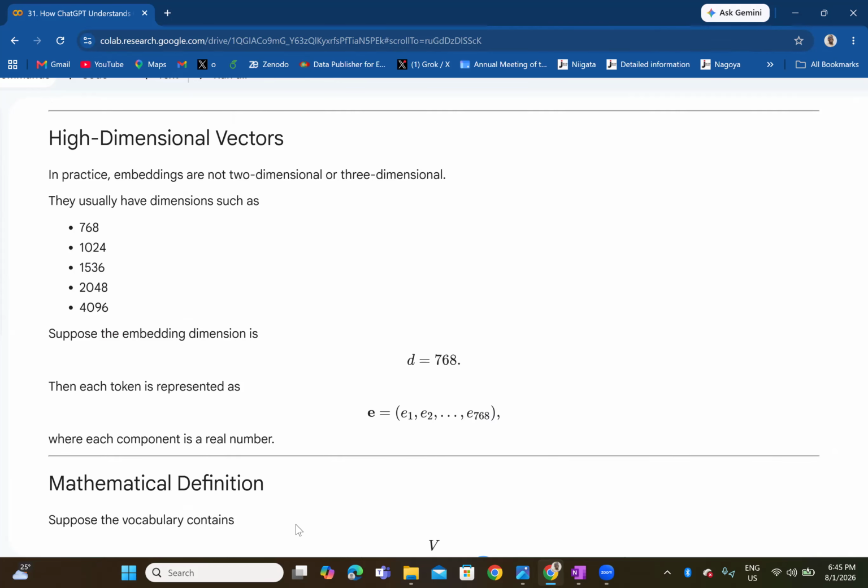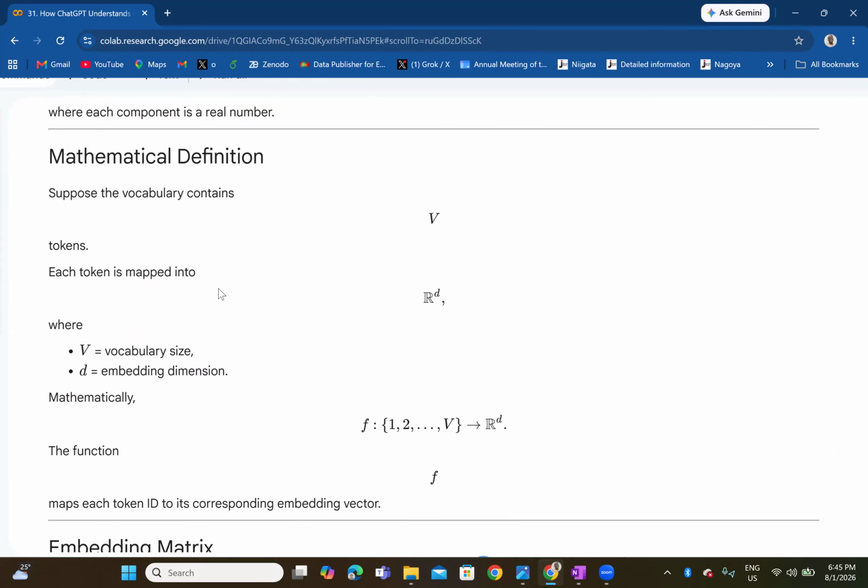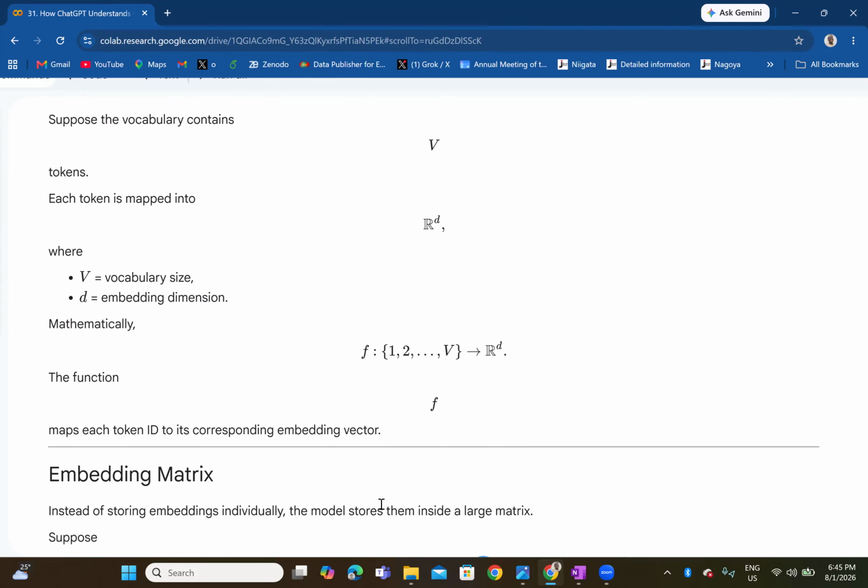And then for the mathematical definition, suppose the vocabulary contains V tokens. Each token is mapped into R^D, the D-dimensional vector space, where V is the vocabulary size and D is the embedding dimension. Mathematically, a function f maps from 1 to the vocabulary size V to the embedding dimension. Then the function f maps each token ID to its corresponding embedding vector.